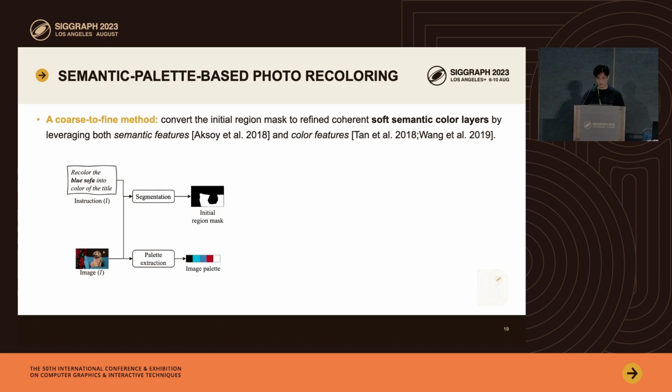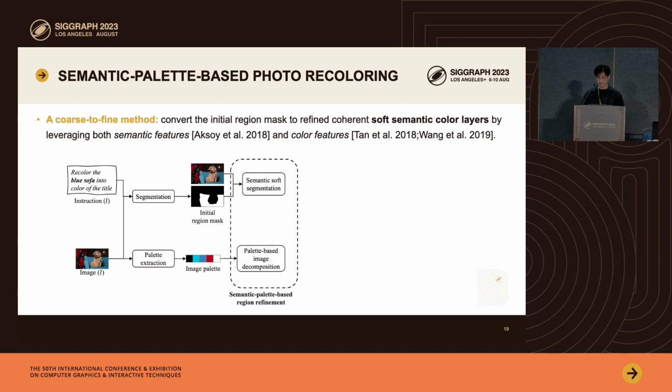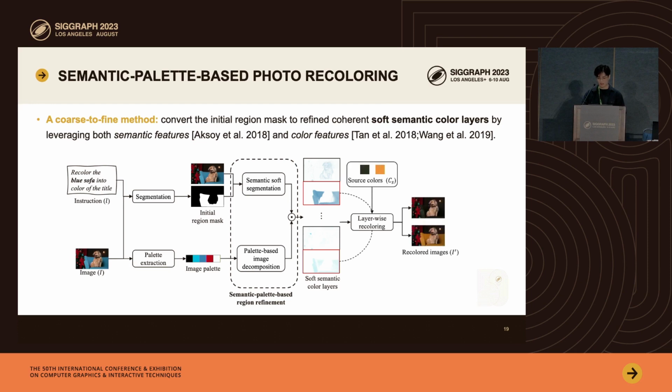So given this input, we first predict the initial region mask and extract the image palette. Then we combine semantic soft segmentation and palette-based image decomposition to generate these soft semantic color layers. And we can obtain the recoloring results via layer-wise recoloring. The details of this model design can be found in our paper.